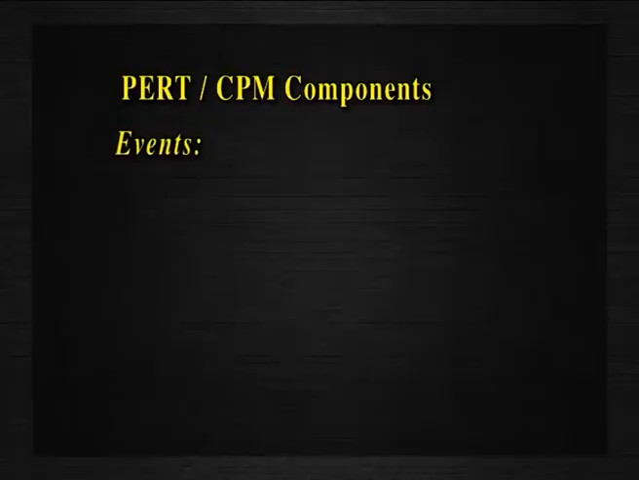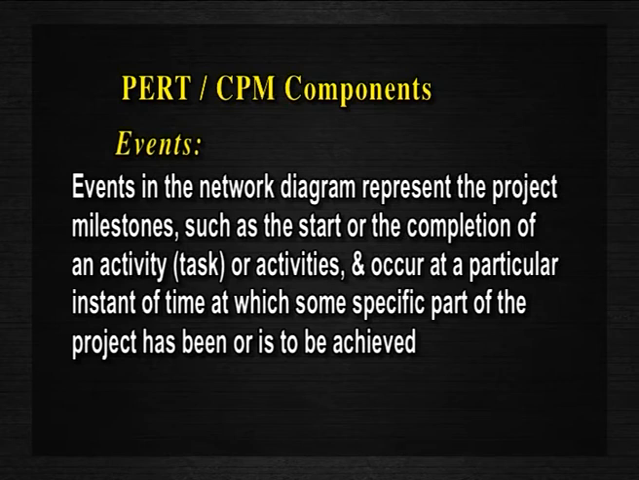Now coming to PERT or CPM components. Let us now discuss PERT or CPM network components. Events. Events in the network diagram represent the project milestones such as the start or end, the start or the completion of an activity or activities, and occur at a particular instant of time at which some specific part of the project has been or is to be achieved.